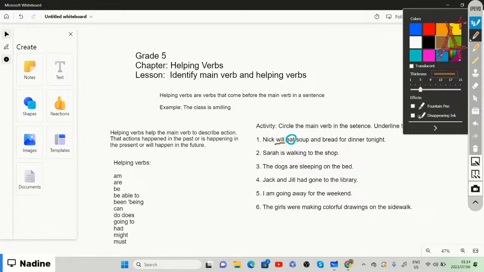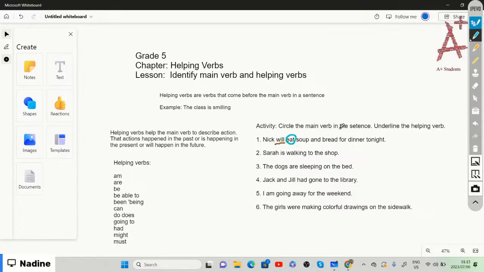Sarah is walking to the shop. We need to circle the main verb and we need to underline the helping verb. So we need to circle the main verb within the sentence and underline the helping verb. Sarah is walking to the shop. All right, so we're going to circle our main verb, which is walking.